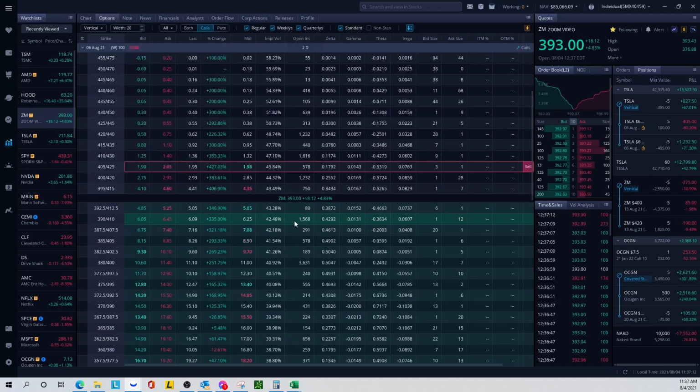So hopefully that helps. Now again, I just sort of sit and watch the price action, and you also notice that these premiums are increasing. For this 405 strike, as the stock price increases, so too do the premiums.